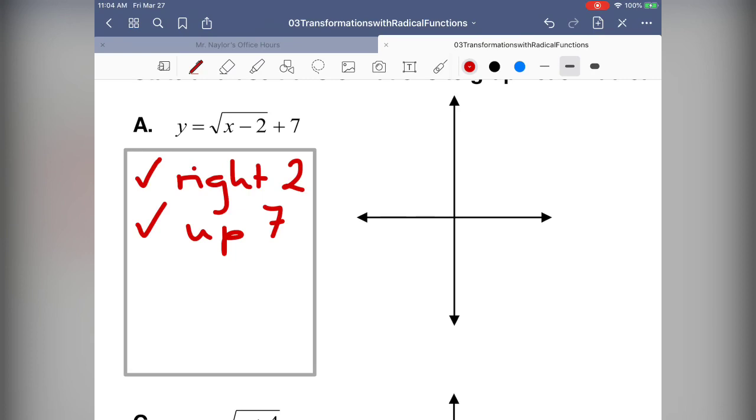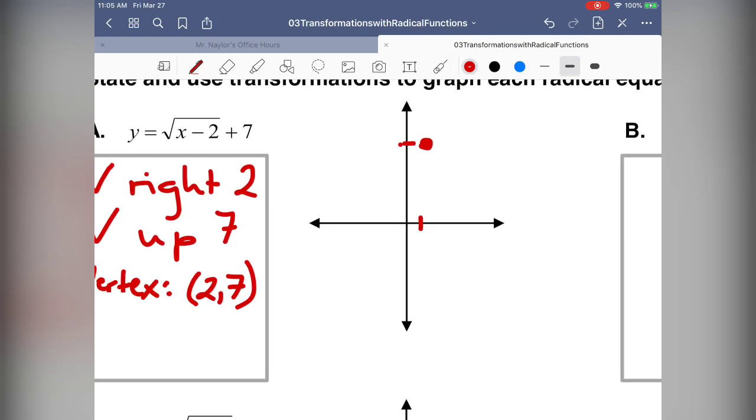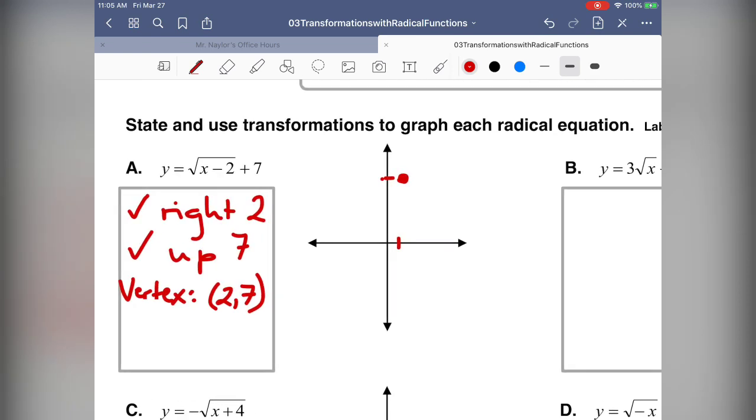Now, what that does is that gives you the vertex. And the vertex is always going to be the most important point. And in this case, it's easy to find based on the shifting. Now, when you think about the position of (2, 7), it's pretty easy to locate. But it seems kind of strange to draw a graph with just one point, although we can do it. And in fact, I'm going to do it right now because it's the same graph that we've seen many times.